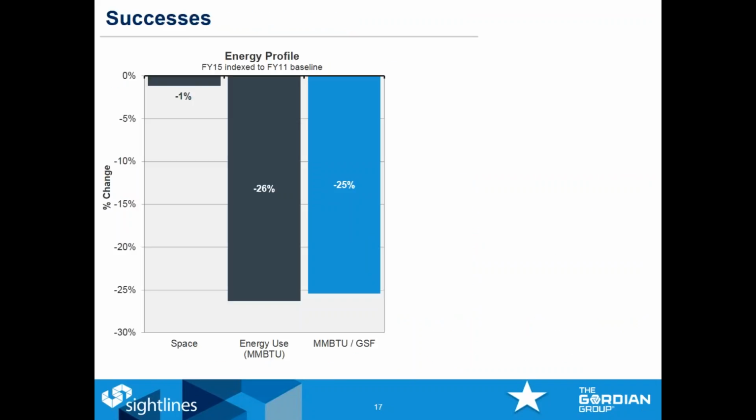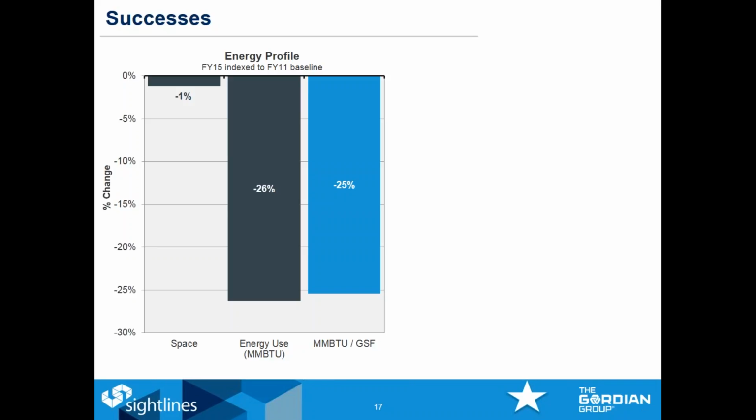So let's look at their energy profile. This institution had just come off a performance contract that was very successful. Between their baseline year, which was fiscal year 11, and the current performance year, which was fiscal year 15, they saw campus reduce in size just a little bit. They knocked down a little bit of space and saw just 1% less gross square feet than they had started with.